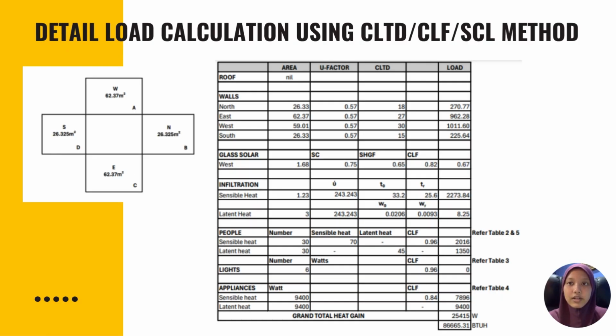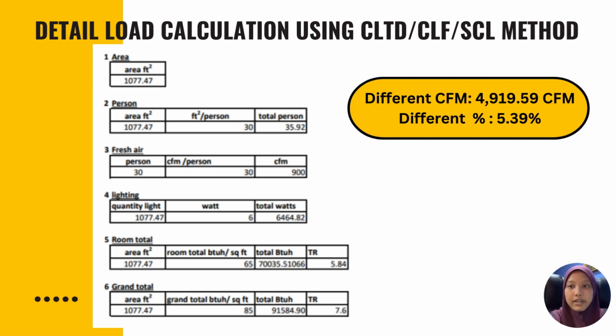Detailed load calculation using CLTD, CLF and SCL method. This calculation includes roof, walls, glass solar, infiltration, people, light and last is appliances. For the grand total heat gain in watt is 25,415 watt, and converted to BTU is 86,665.31 BTU per hour.